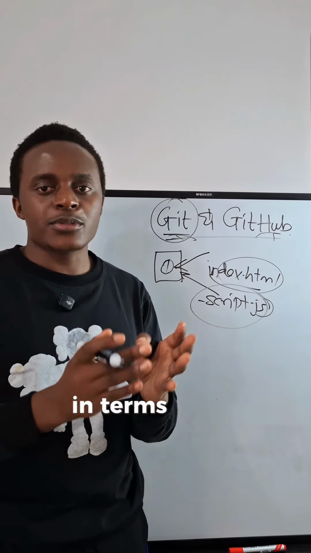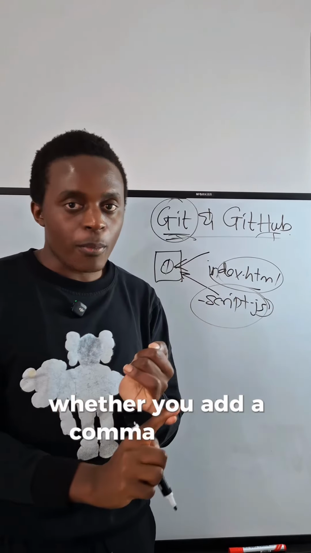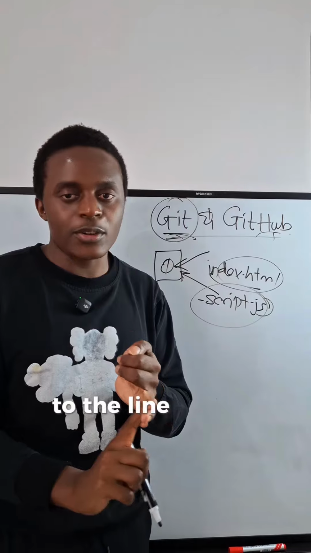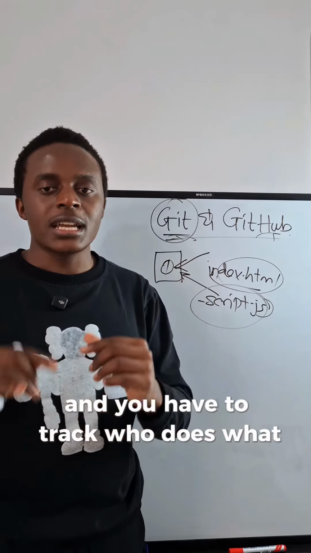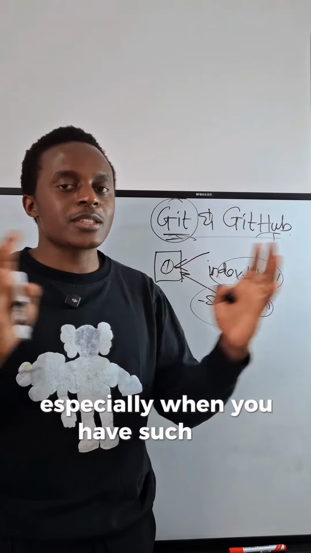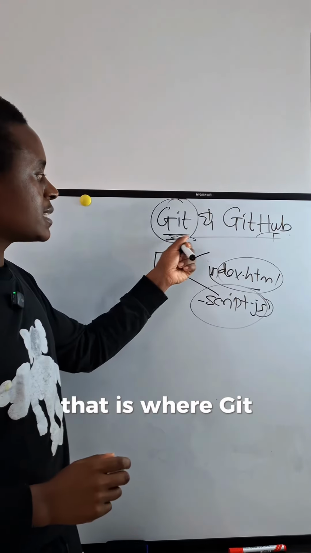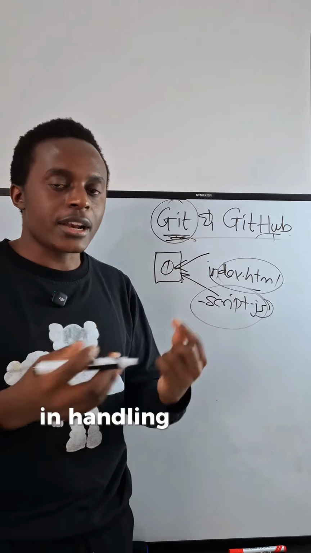And it can even work in terms of the different things that you do, whether you add a comma to your project, or add a new line to the line of code that you're working on. Those are all different versions, and you have to track who does what at a specific time, especially when you have such big repositories. That is where Git comes in, and it helps really well in handling all these different versions.